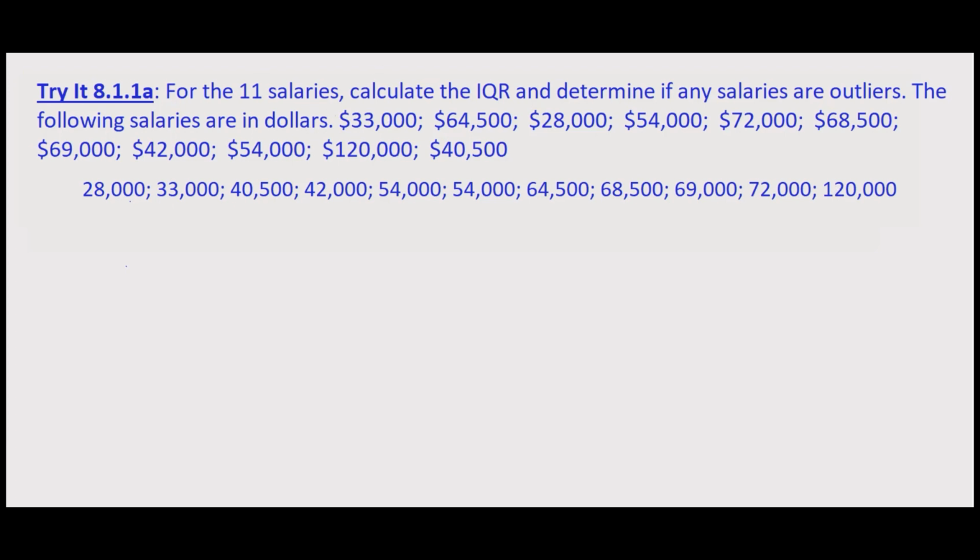So we first want to identify the median. Since there are 11 values, we want the 6th value. That gives us 5 on each side. So 1, 2, 3, 4, 5, 6. That means this right here is the median, or quartile 2.